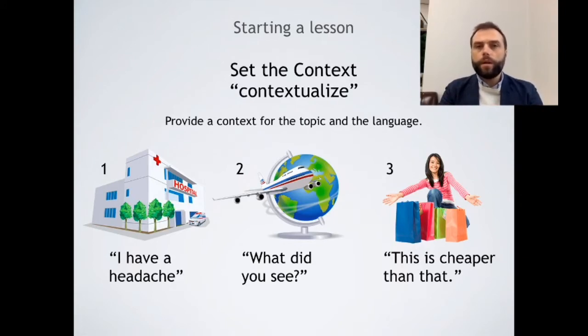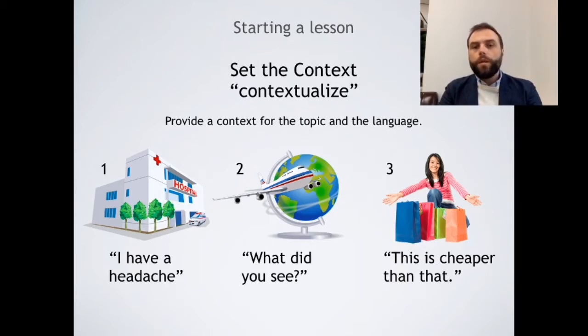Okay, I've put some easy examples here. Number one, the example target language: I have a headache, I have a stomach ache, I have a toothache. So it's illness and sickness target language. Now, the context of this is a hospital or a doctor. So you might use that idea about doctor and hospital at the beginning of the lesson to set up the context. You might have some realia, like a stethoscope that makes you look like a doctor. That could be a way of setting up that context at the beginning.